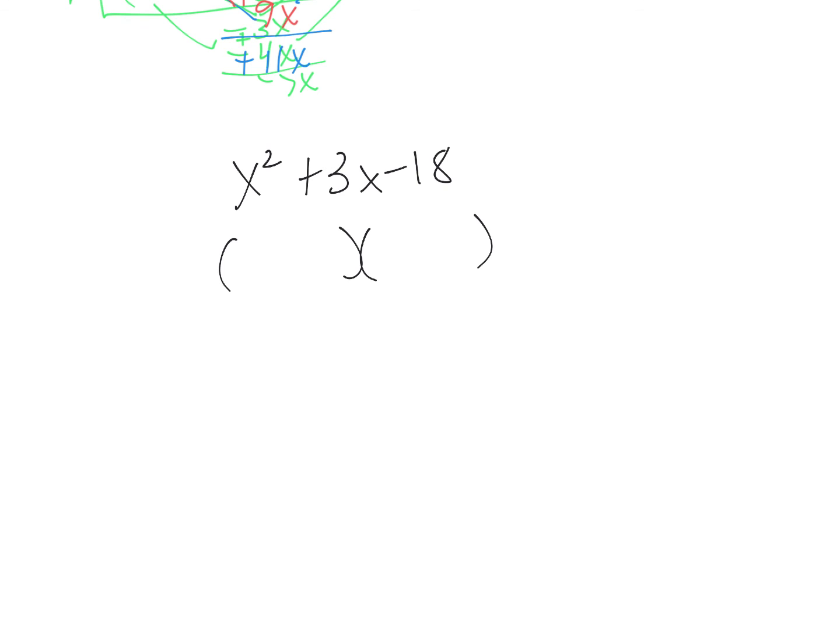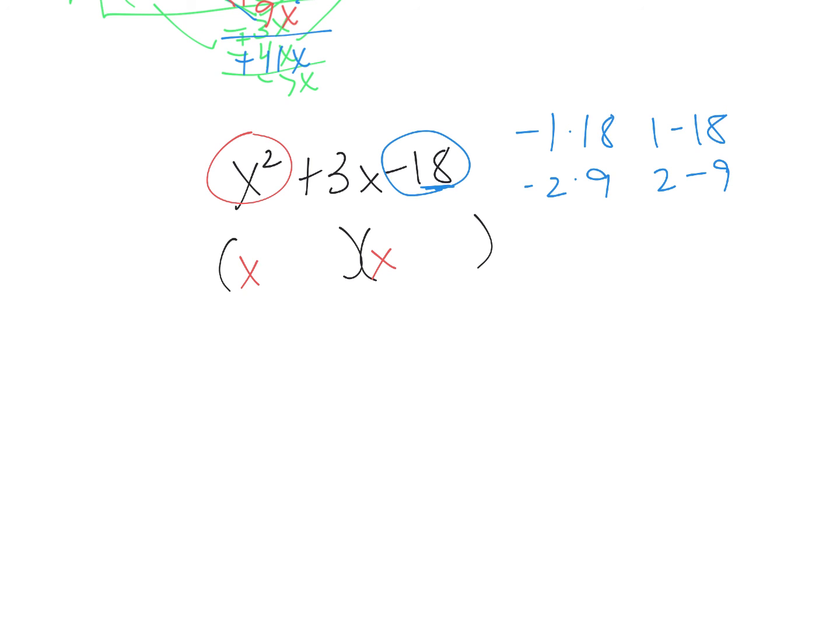Two binomials, greatest common factor, there isn't one. Two numbers or variables to get x squared, well, x times x. Two numbers that I multiply together to get negative 18. Well, I have negative 1 and positive 18. I have 1 and negative 18. I have negative 2 and 9. I have 2 and negative 9. I have negative 3 and 6. And I have 3 and negative 6.